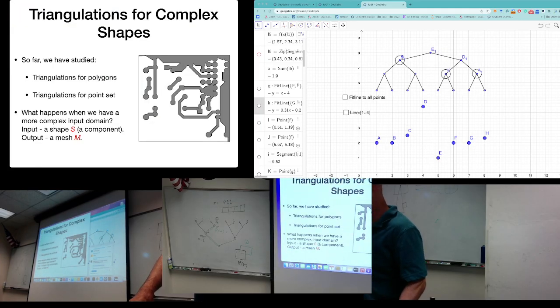Okay, a bit about mesh generation in quadtrees. It's very nice also as a way to create a good triangulation.